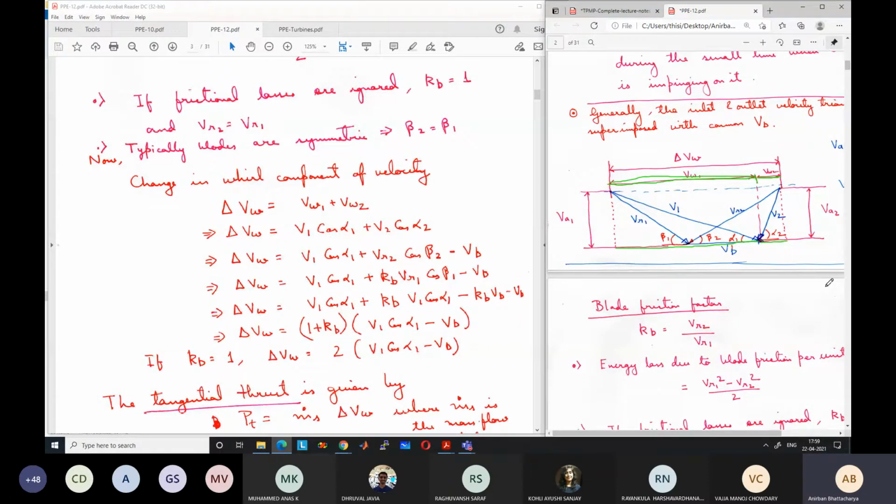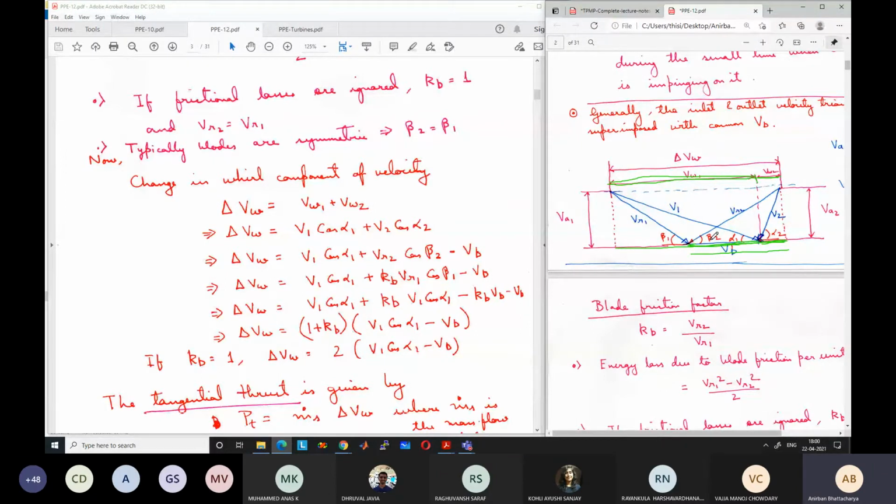So now V2 cos alpha 2, this length here, is equal to this entire length minus VB, right? So this V2 cos alpha 2 is equal to this entire length minus VB. So what is this entire length? This is VR2 cos beta 2. So V2 cos alpha 2 is equal to VR2 cos beta 2 minus VB.